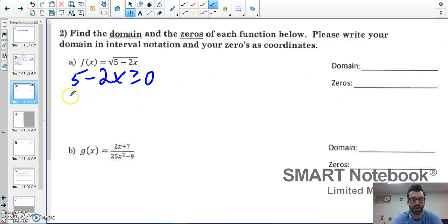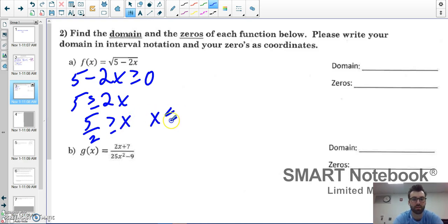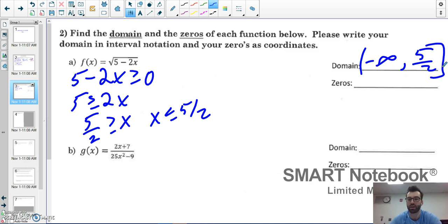Solve for x. Add 2x to the other side. 5 is greater than or equal to 2x. Divide by 2. 5 over 2 is greater than or equal to x, or x is less than or equal to 5 over 2. That means the highest possible value for x is 5 halves. So I'm going to start at negative infinity and go to 5 over 2 and include that value.